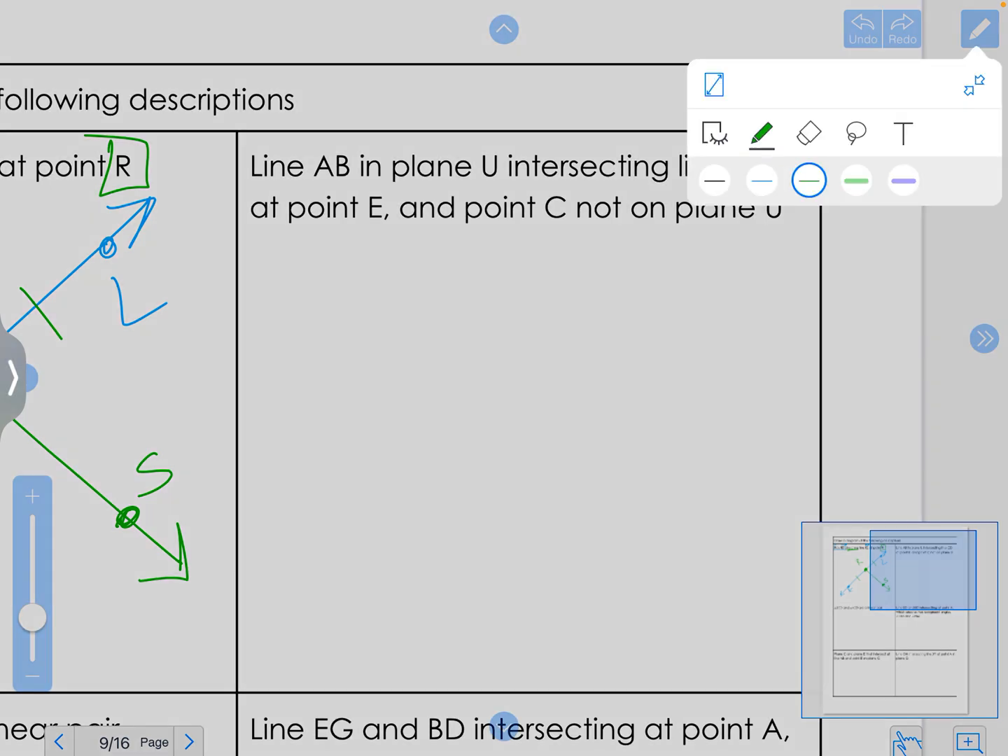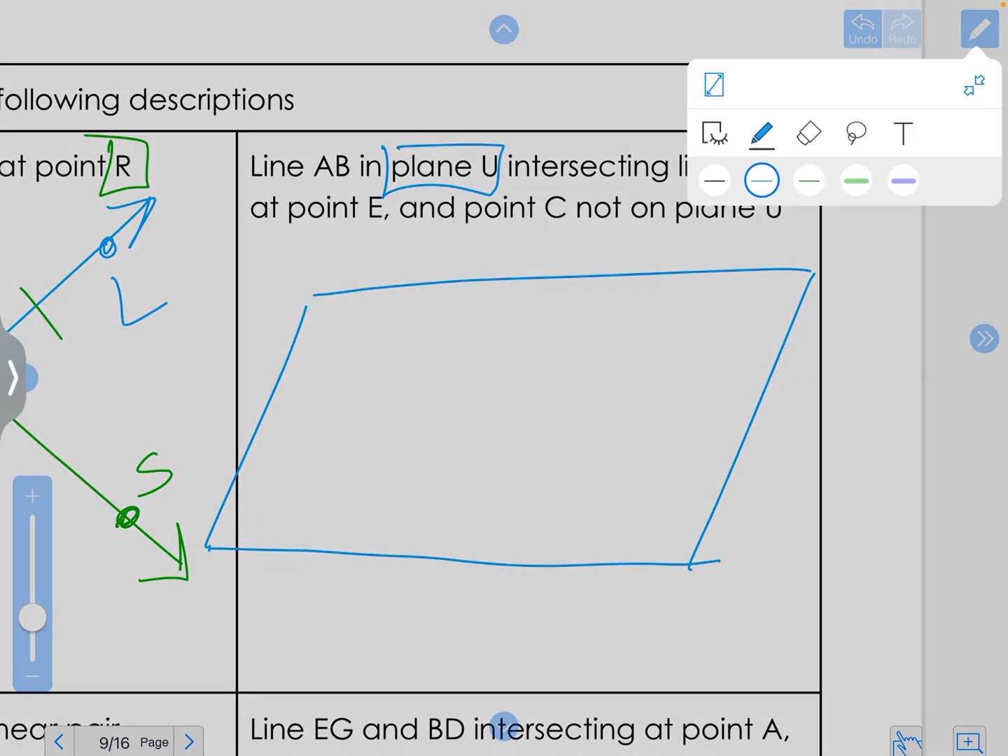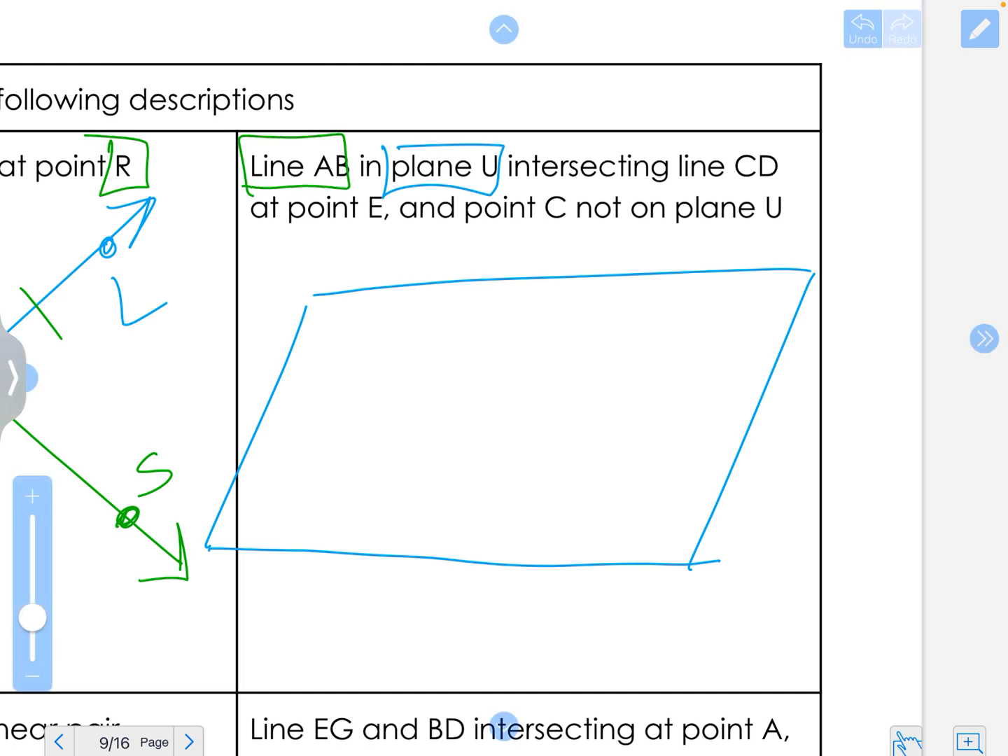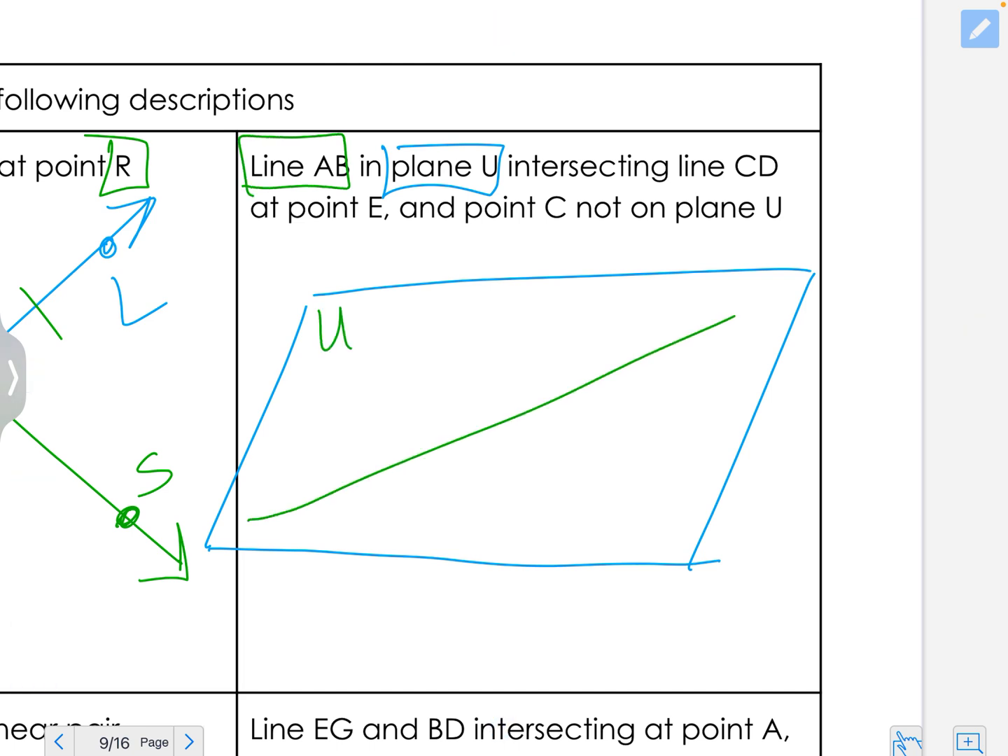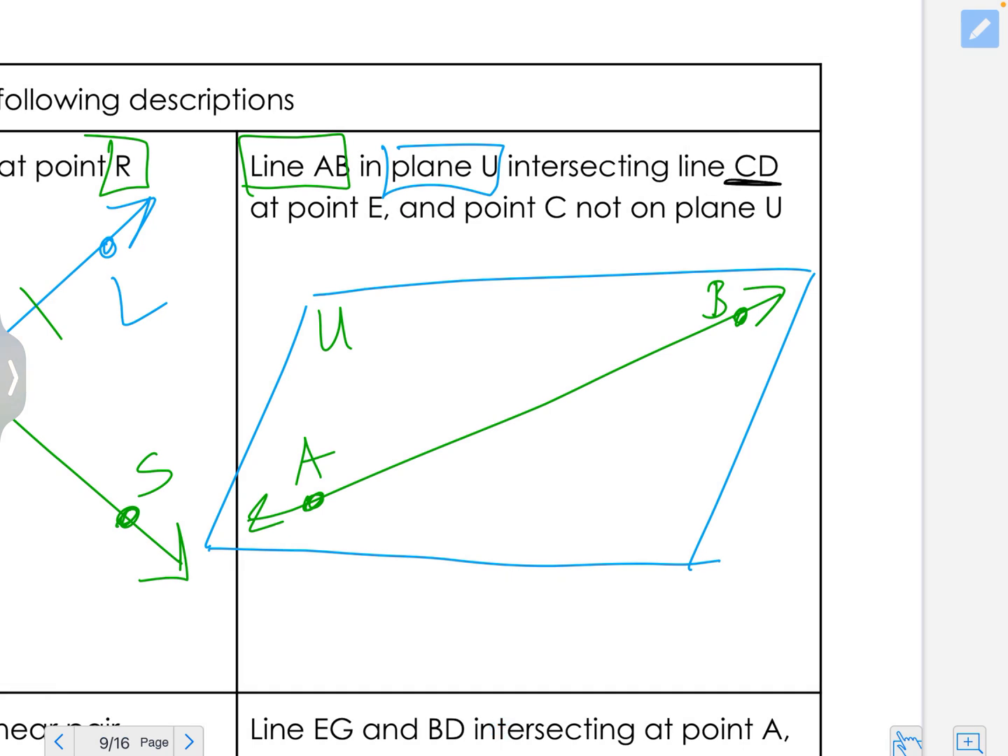So here we've got line AB in plane U intersecting line CD at point E, and point C is not on plane U. So I'm going to draw plane U first because that's the big thing that we need to make sure we have on there. We know that line AB is on plane U. So put my points on there, make sure it's labeled. So we know that CD is going to intersect AB at point E. So I'm going to go ahead and draw point E.